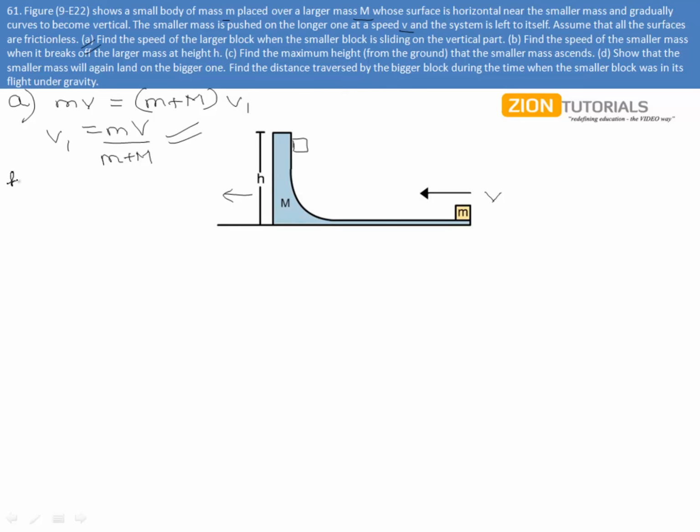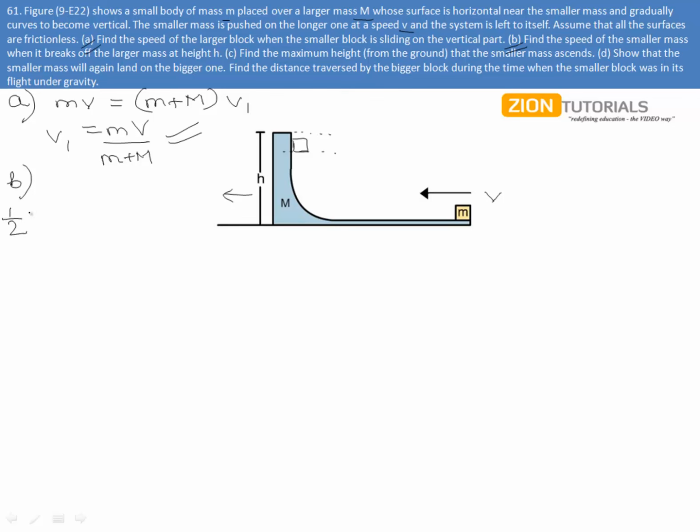Moving on to the second part of this question, which is to find the speed of the smaller mass when it breaks off the larger mass at height h. Now friends, it could have been the case that this block could stop anywhere while trying to go up. But they have given in the question that it breaks off the contact. So it means that the kinetic energy must have been greater than the change of potential energy up to this point. That is why it was able to cross it and break off the contact.